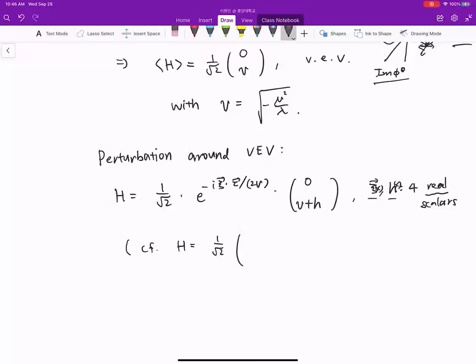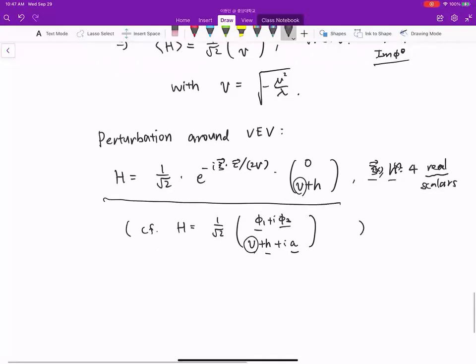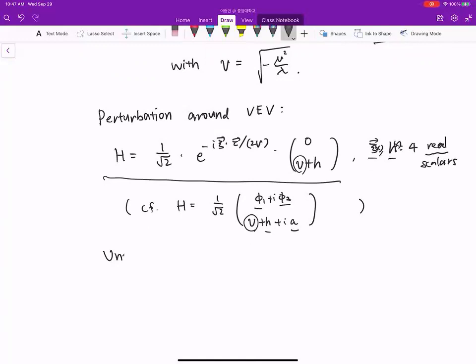And you can take a different parameterization, for example, this one. But in this parameterization, you keep the same number of degrees of freedom. Sorry, this is V. Around the vacuum expectation value, a small constant background, you have a perturbation. The number of degrees of freedom is the same in both cases. But we choose this one, and the unitary gauge.